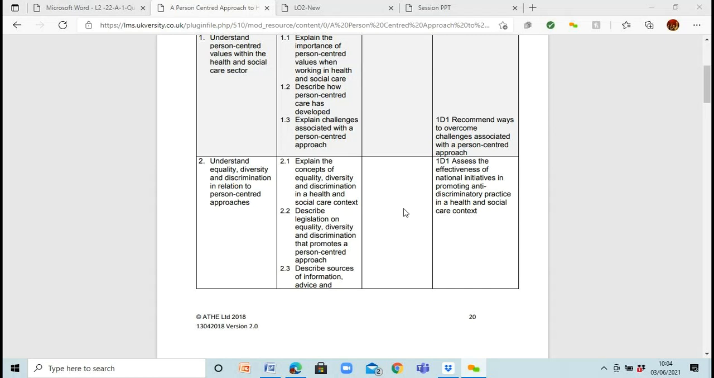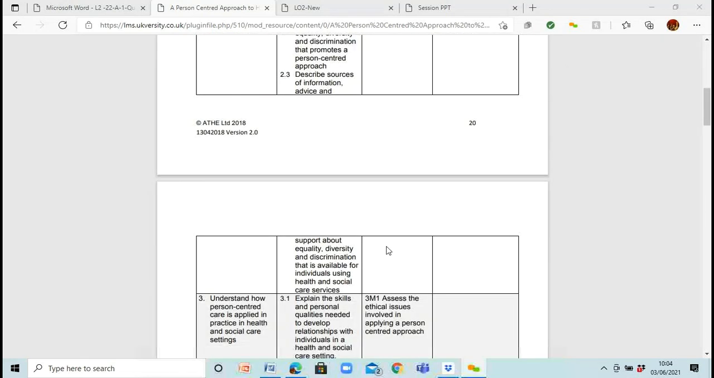2.2 is describe legislation on equality, diversity, and discrimination that promotes a person-centered approach. So on here, we're just going to look at what the different laws and regulations are, and we're going to work off that. 2.3 is describe sources of information, advice, and support about equality, diversity, and discrimination that is available for individuals using health and social care. So we're going to look at what sort of regulations and watchdogs are about.